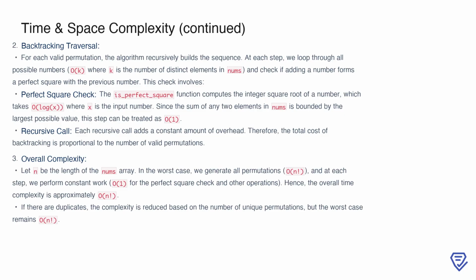Since the sum is bounded by the largest possible value of two elements, this check is effectively constant time, or O(1). Each recursive call adds only a small, constant overhead, so the overall cost of backtracking is proportional to the number of permutations. Combining these factors, the overall time complexity in the worst case is approximately O(n!). And while duplicates reduce the total number of permutations, the worst case scenario remains dominated by O(n!).